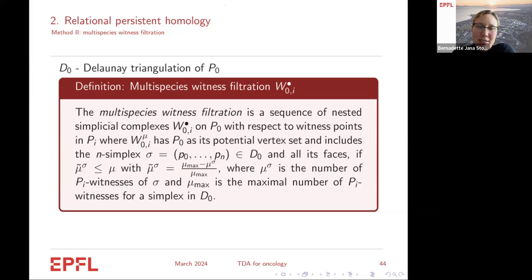Now, the multi-species witness filtration filters the simplicial complex by bringing in those simplices with the most witnesses first, and then the second most, and so on. And we normalize this by the number of witnesses of a particular cell type, so that if there are a lot more cells of one type than other cell types, we don't distinguish between them as much as we would if we were taking absolute numbers. And if we include a simplex, then we also make sure that we include all of its faces.